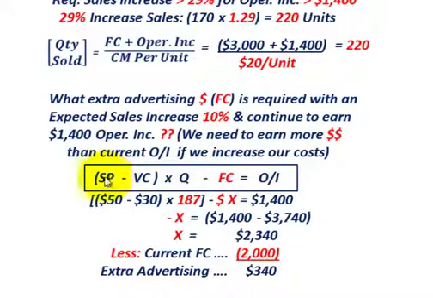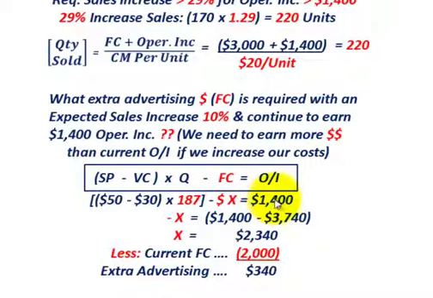So again, this is the case where we use simple algebra. You take your sales price minus your variable cost. Sales price is $50 per unit, variable cost $30 per unit, times the quantity. That quantity, remember, we calculated with the 10% increase in our sales to be 187 units. Now, whatever quantity we have, we then subtract out our fixed cost. This is what we're trying to determine, our fixed cost. We'll come up with the total fixed cost, but we'll be able to break that down between what we currently have and any extra advertising costs. So whatever quantity we have, subtract out our fixed cost, and that's going to equal our operating income.